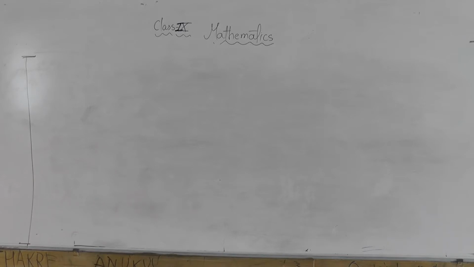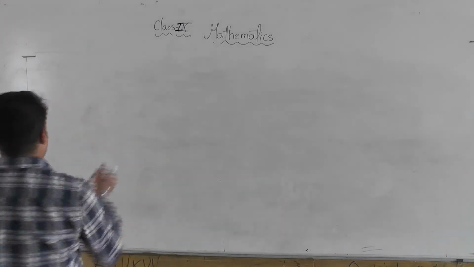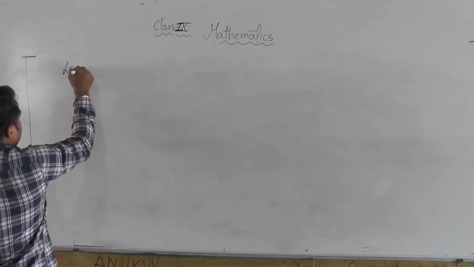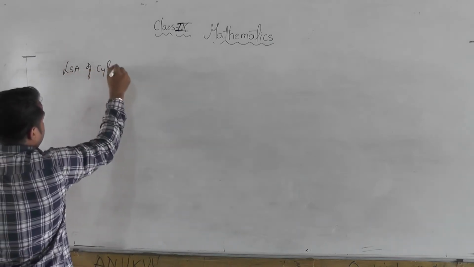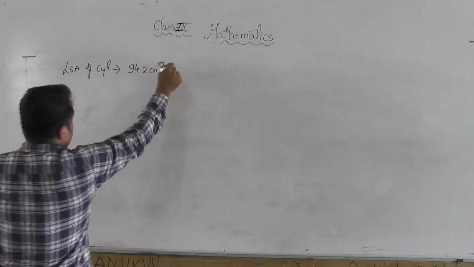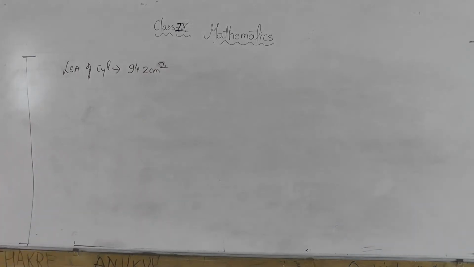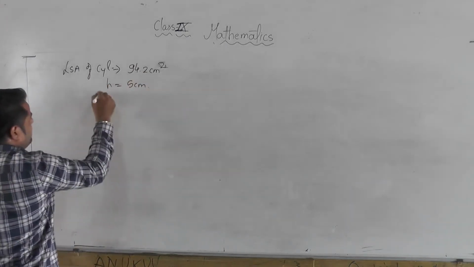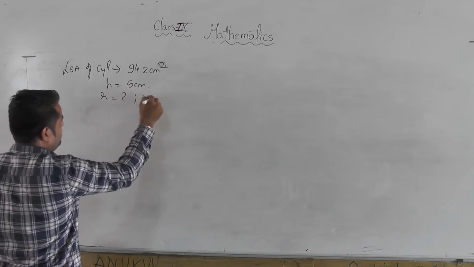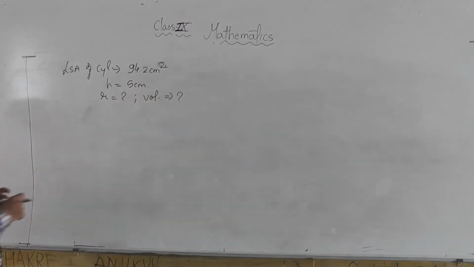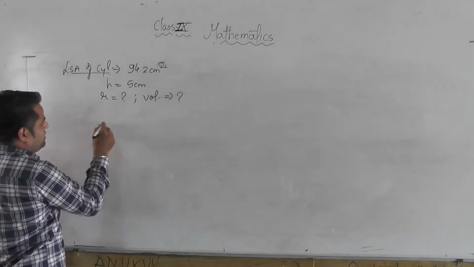The lateral surface area of a cylinder is 94.2 centimeter square. LSA of a cylinder is given to us, 94.2 centimeter square, and it says the height of the cylinder is 5 centimeter. We need to find the radius of the base and the volume of the cylinder. Let's see. LSA of a cylinder is what?